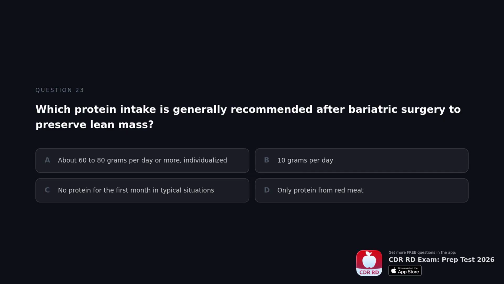A. About 60 to 80 grams per day or more, individualized. B. 10 grams per day. C. No protein for the first month in typical situations. D. Only protein from red meat.